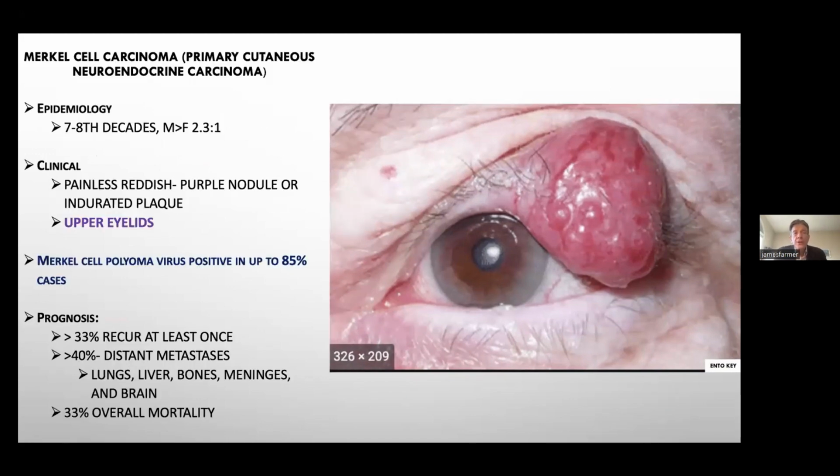So you know that a Merkel cell carcinoma is a primary cutaneous neuroendocrine carcinoma. It's a disease of older patients, slightly more common in men. It's often a reddish purple nodule or an indurated plaque. It has a preference for the upper eyelid, similar to sebaceous carcinoma, which has a preference for the upper eyelid.